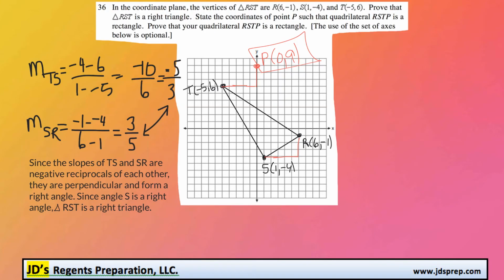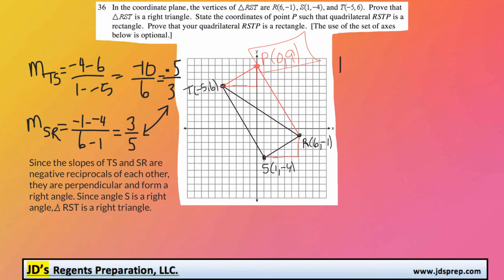Okay, now for part 3, it says to prove that your quadrilateral RSTP is a rectangle. Well, to prove that something's a rectangle, one way to do that is to show that all 4 slopes of each line segment are negative reciprocals of each other. Now we've already calculated 2 of them, so let's calculate the slopes of the other 2 sides we haven't done yet.